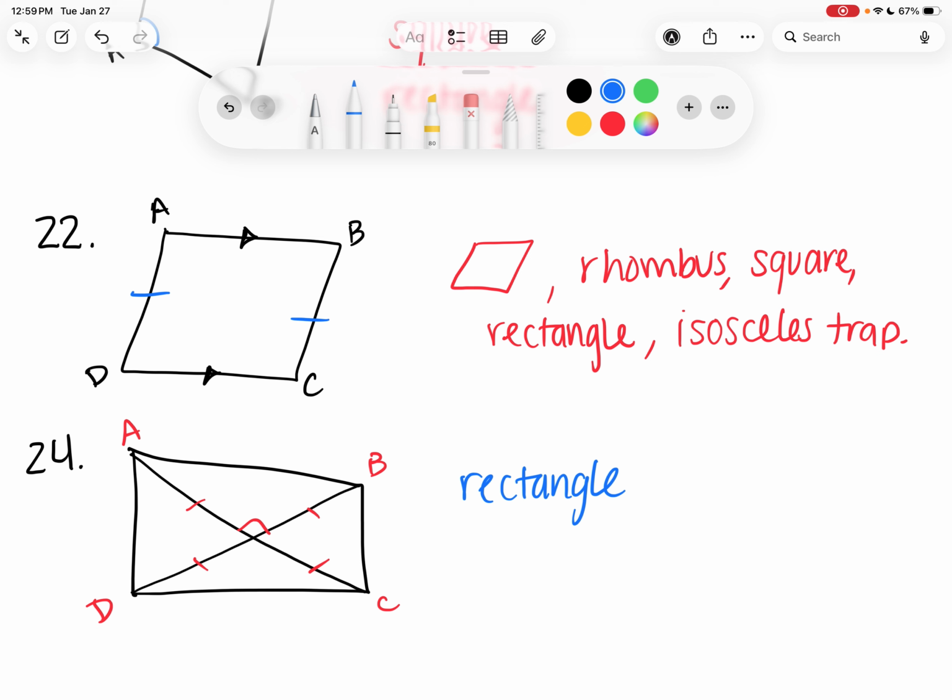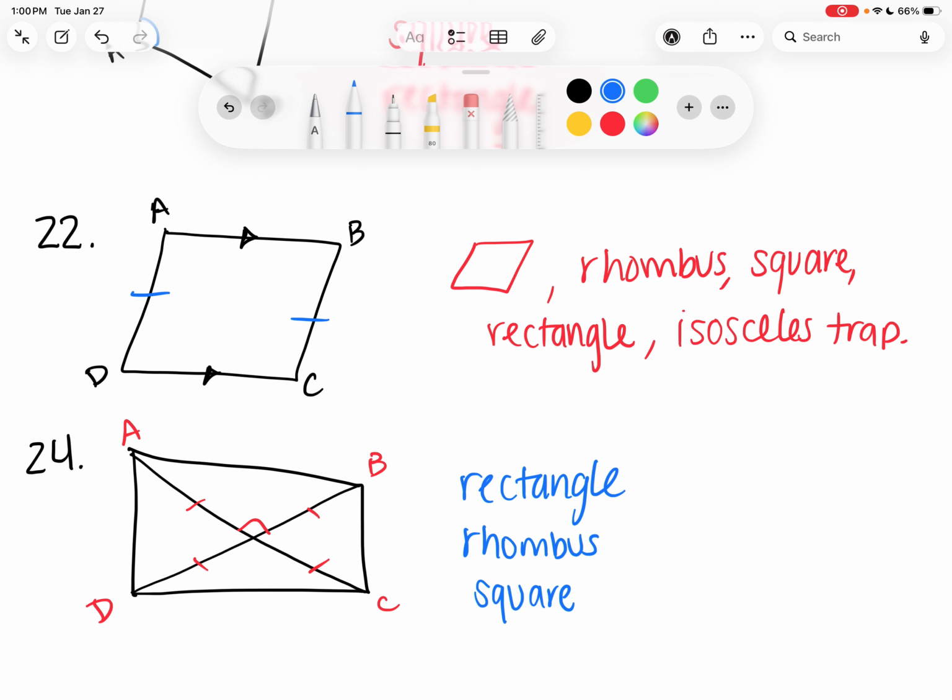Where is what I'm looking for? I could say maybe a rhombus because that would mean it has perpendicular diagonals, right? So maybe a rhombus. And then if it's both of those, what is it? It's also a square. So the book only put square, and I'm not really sure why they only put square.